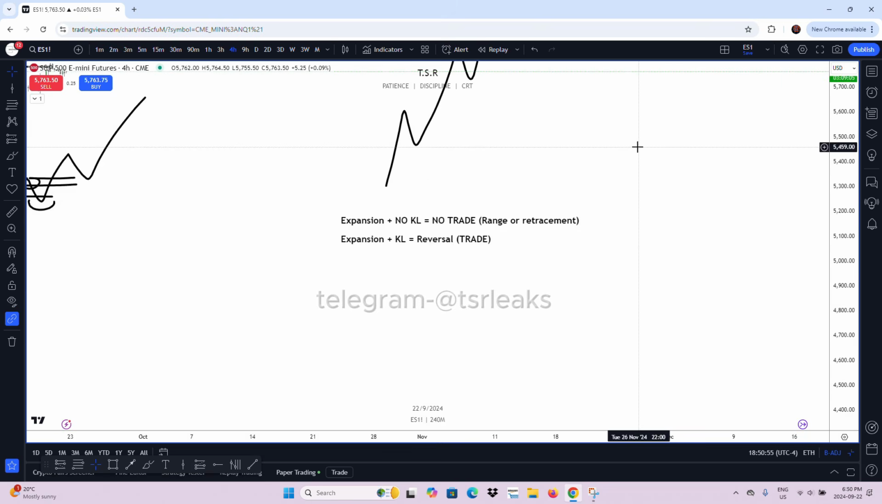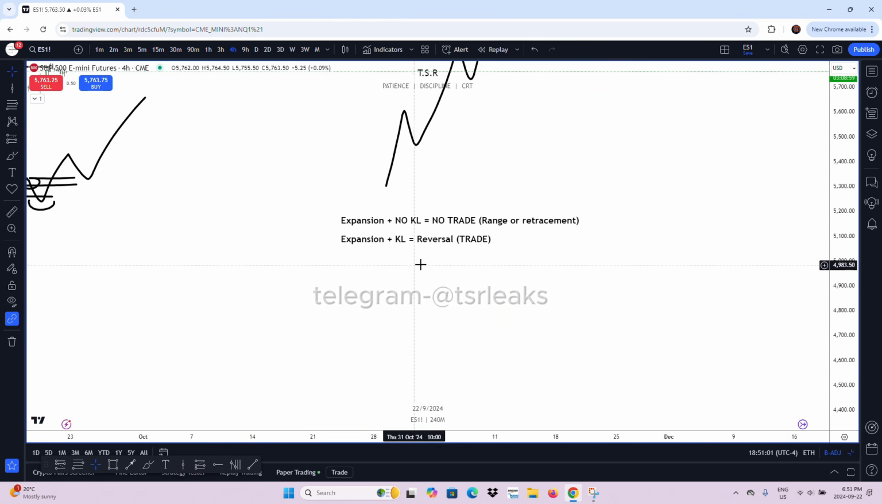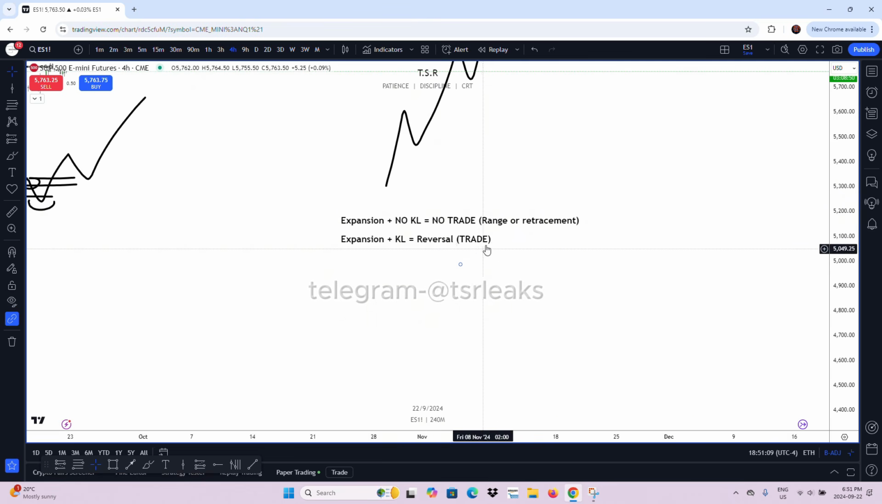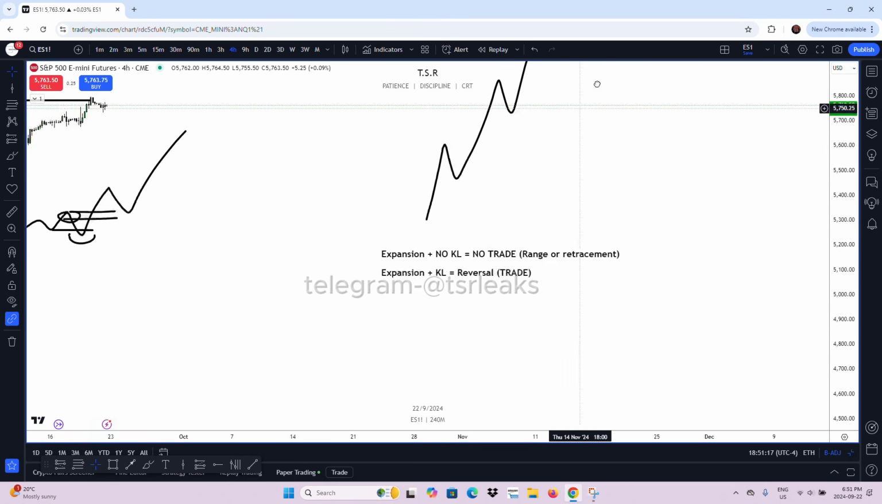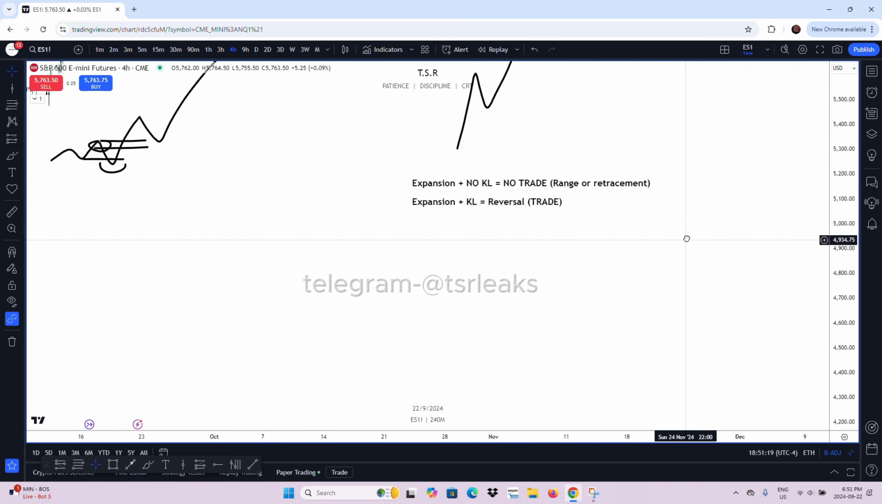Now, expansion, no key level, we don't take the trade. Why? Because price will range or retrace. Expansion plus a key level, we take the trade because there is a high probability that price will reverse. And if it doesn't reverse, it will simply retrace down. But we know that the direction is either down if we are bearish or up if we are bullish.